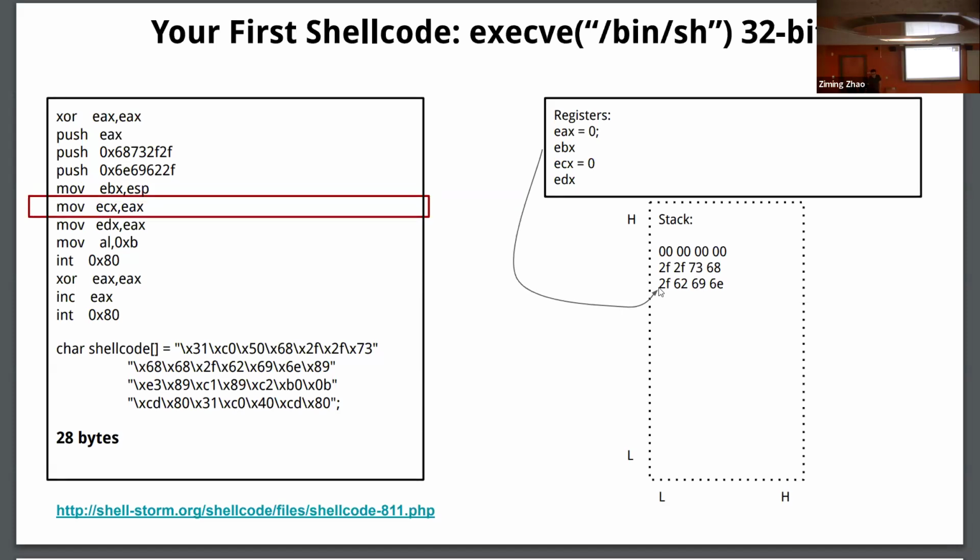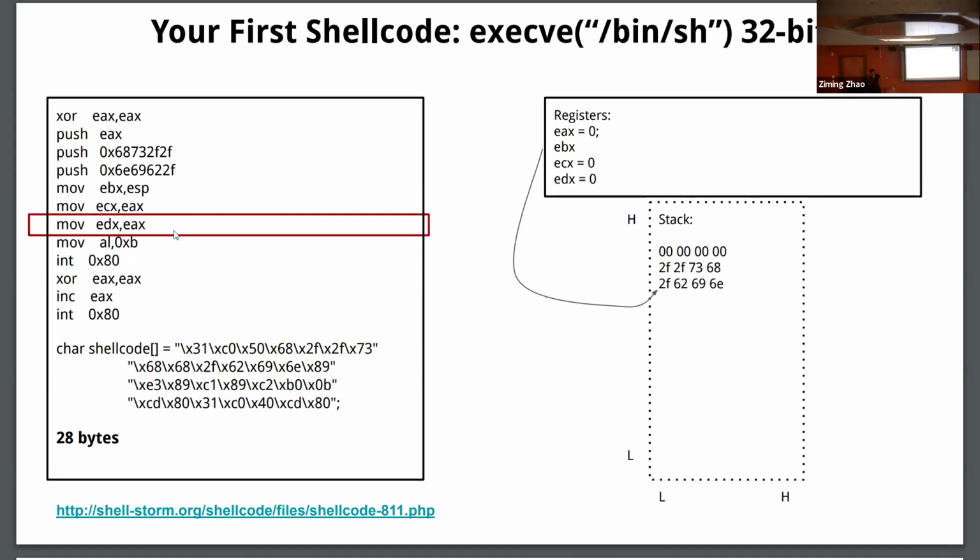The ECX, we are moving EAX to it. So ECX is 0. ECX is actually the third parameter for that function call, which is the environment variable, or parameter. We do not really need anything, so we just give a 0, right? So it's an empty string. The EDX is the environment variable. We also give 0 there. That's it. So now we almost finished setting up the parameters for the system call.